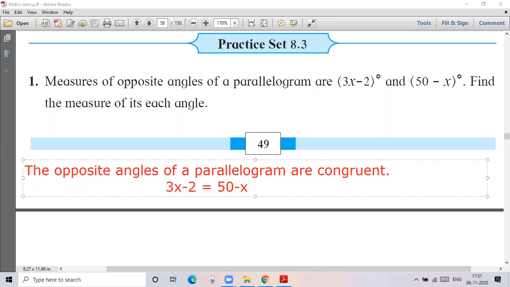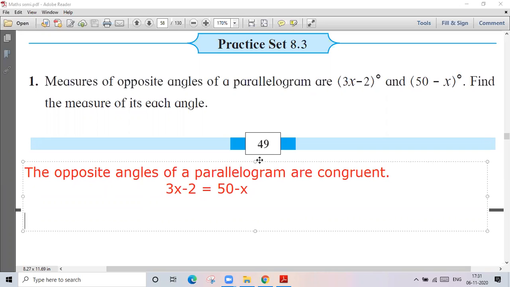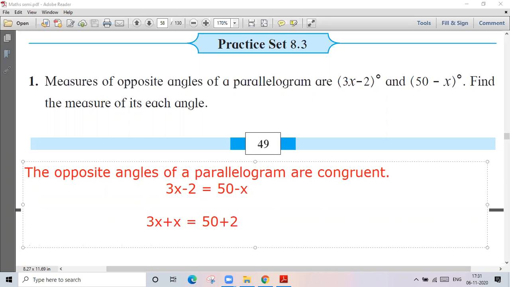Then now we solve. What we need to do, guys? So here, 3x stays, then take x over there, that will be plus, is equal to 50 plus 2. 50 plus 2, how much will it be? 4x is equal to 52. 3x plus x is 4x is equal to 52. That means x is equal to 52 divided by 4. How much did you get for x? 13.